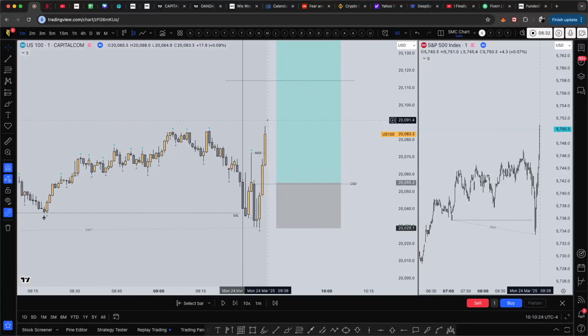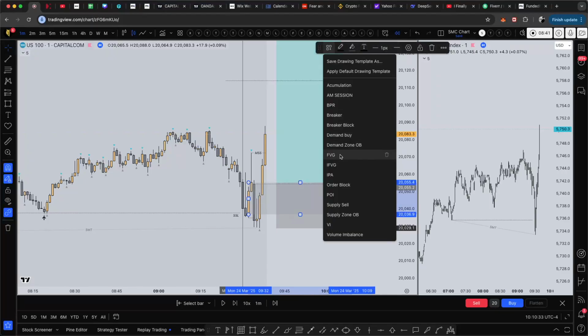So price pushed up. What do we have right here based on ICT? You see these two candles right here? This is known as a breaker block.